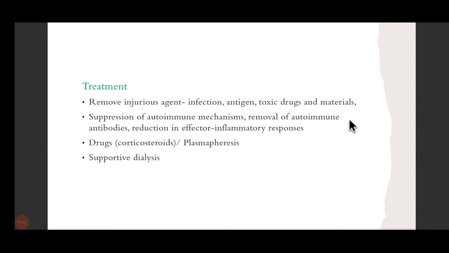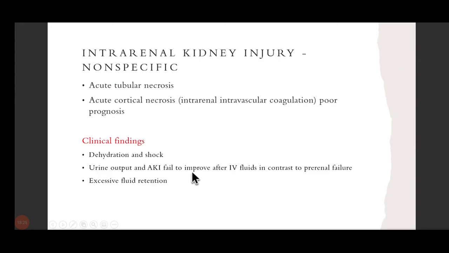So there should be suppression of the autoimmune mechanisms, removal of autoimmune antibodies, and a reduction in effective inflammatory responses. These can be done with the use of drugs, most likely corticosteroids, and if required, plasmapheresis. A supportive dialysis may be indicated.